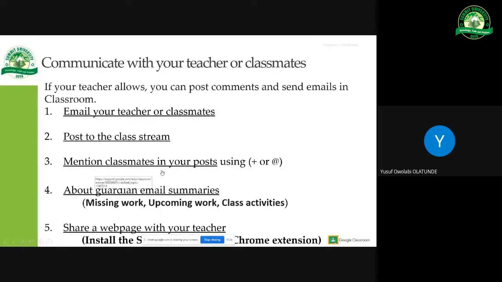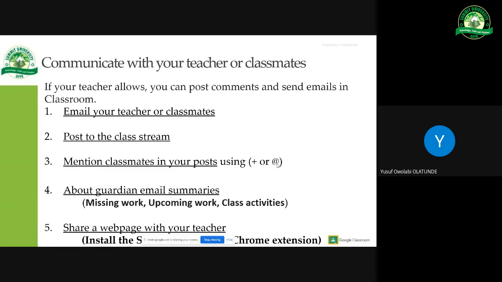Also, let's assume you want to send a message to a specific classmate, or you are in a group and you need to mention the name of your classmates in the post you are trying to send. What you need to do is to use the plus or the @ sign. Then a drop down is going to appear where you select the email of the student you want to include in your comment.